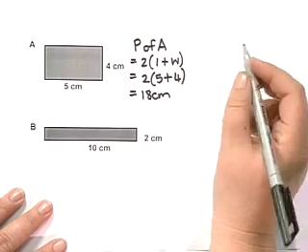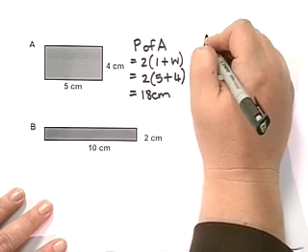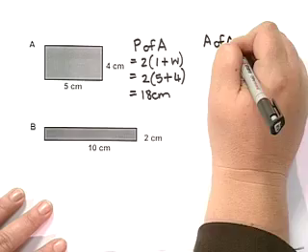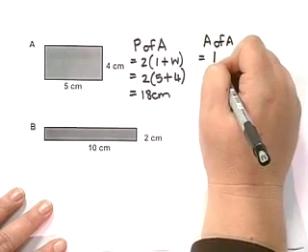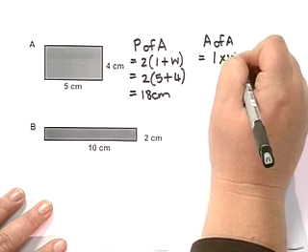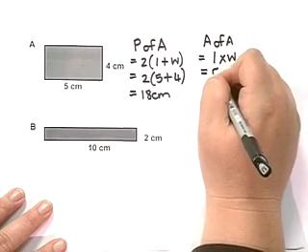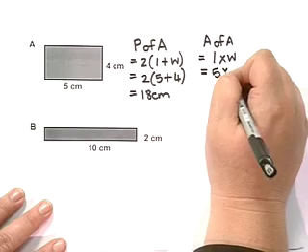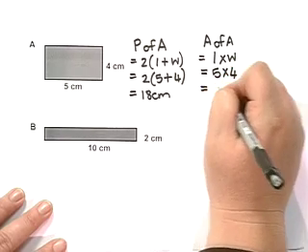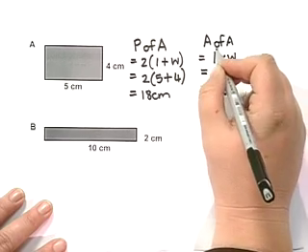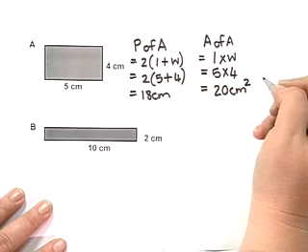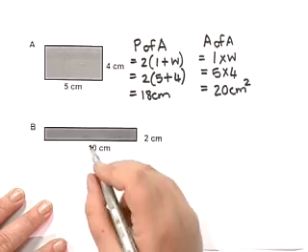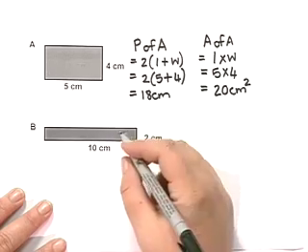Now let's work out the area of A. The area of A. Can you remember the formula? Length times width. And our length is 5, our width is 4. So we have 20. But it's area. Area is measured in square centimeters. Now, let's go to our second one and see what we can discover.